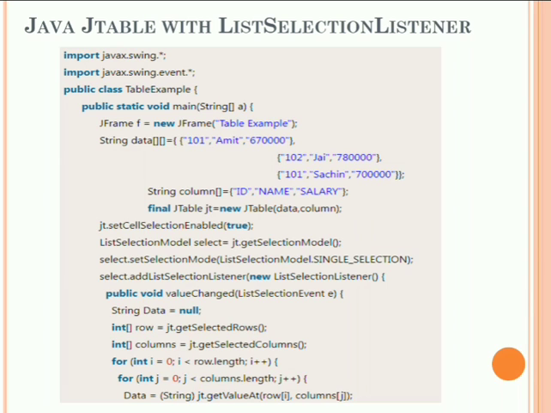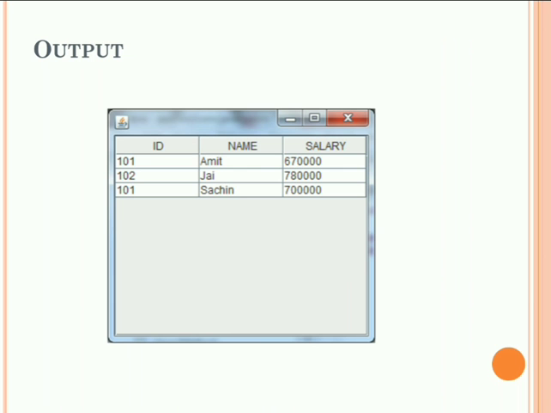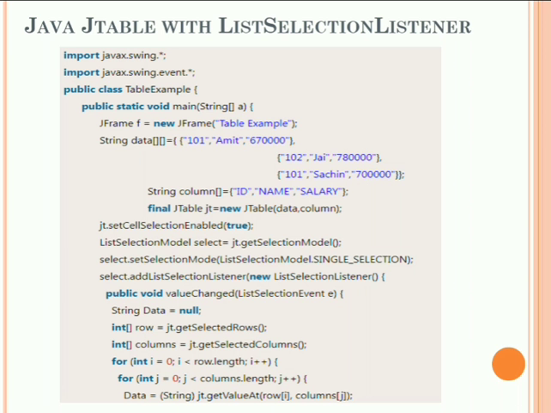Now, Java table with list selection listener means if I want to select a particular person or particular component on that table, how that table is created. Initially we were having this table, here we can only see that. Consider I want to select Jay, then how to select that particular person is given here in this program, Java table with list selection listener.